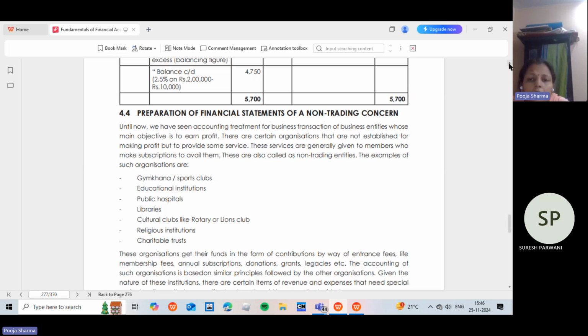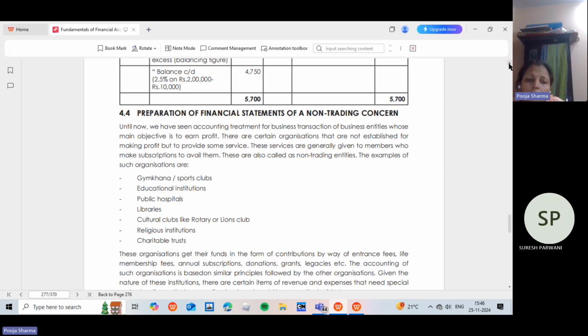There are certain organizations that are not established for making profit. I have already told you they don't make any profit, but provide services, you can say social services, charitable services, social welfare. These services are generally given to the members who pay a subscription. Subscription is a kind of fee a member pays to the NGO to fulfill its aims. These are called non-trading entities.